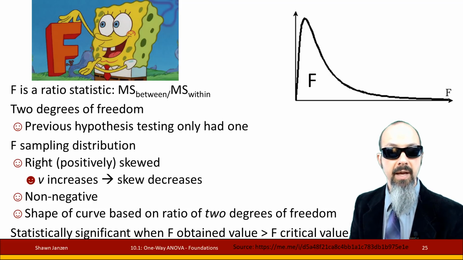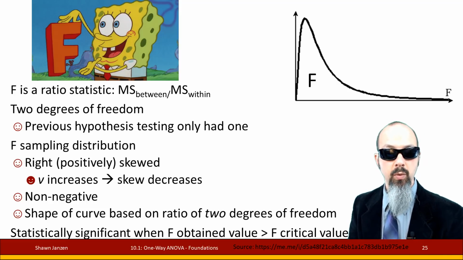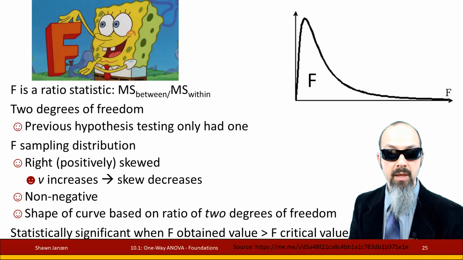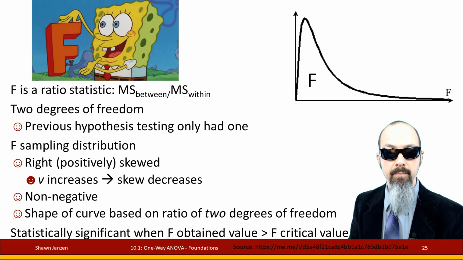Previous hypothesis tests that we're dealing with, t-tests and chi-squares, only had 1 degree of freedom. The F-test has 2, and the relationship between those 2 degrees of freedom is going to dictate the shape of the F distribution, whether it's hugged very tightly to the left or if it's starting to move out towards the right and bubbling outward. And as those degrees of freedom increase, the skew of the distribution decreases. It starts to bubble out more. And it's non-negative, so the left tail is bound at 0. There are no negative F statistics.